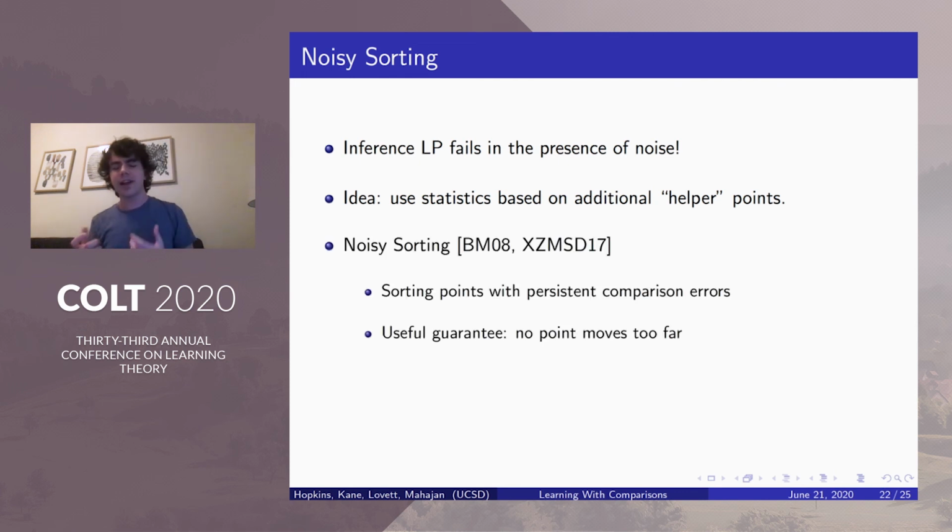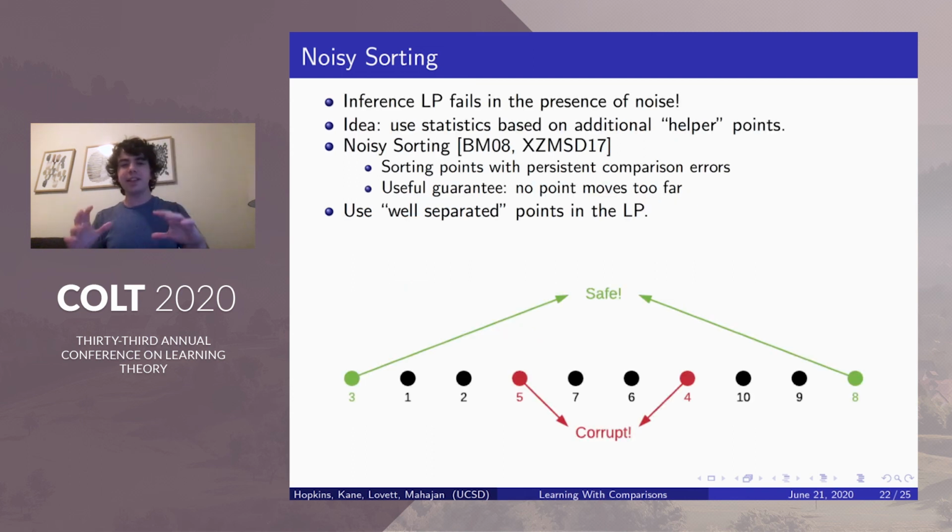So what does this really look like? Well, it's like a noisy sorting process. We'll draw a bunch of points, and we'll sort them with persistent noisy comparison errors into some sort of maximum likelihood order. And Braverman and Mossel back in 2008 proved a very useful guarantee about an order like this. They proved that no point in the order moves too far from its original position. And so this means that if we take a big set and order them with noisy comparisons, we can use points that are fairly far separated in this order to build a reliable set of comparisons and labels. And we can then just plug this back into the linear program and use the non-noisy version to get our active learning.